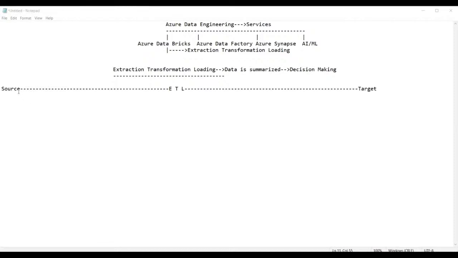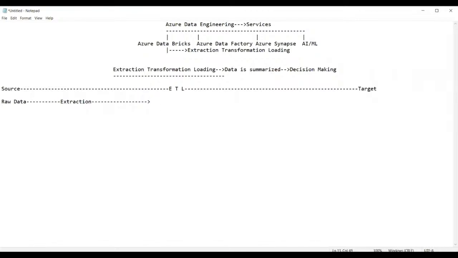So what is the source? What is the target? Let us try to understand this, guys. Source is a place where we get the raw data. This raw data is extracted as per the requirement in the process of extraction. Extraction means picking up the data.